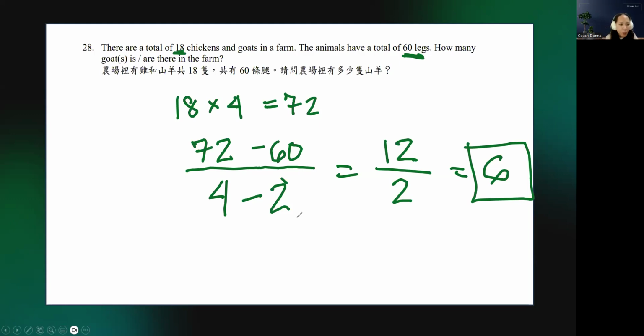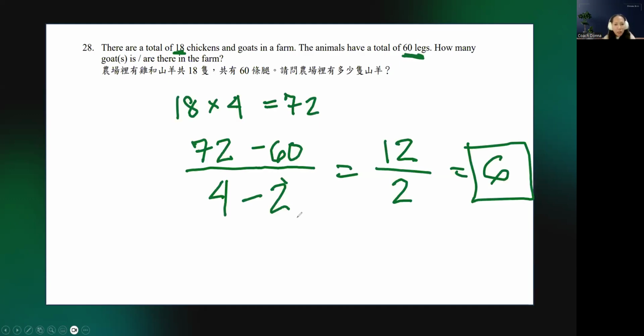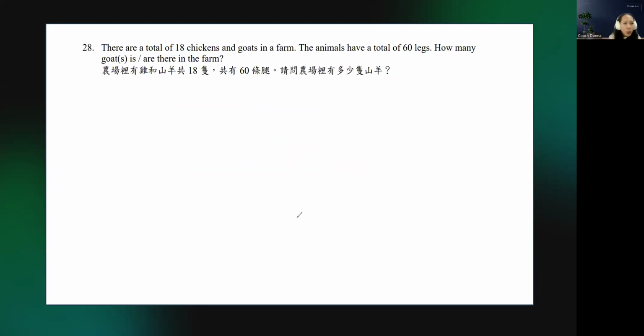Oh, this is the other way around. Let me correct this one. Sorry. We start with the number of legs. You have 60 legs in total. Just subtract it directly with 18 times 2. 18 times 2 is 36, so 60 minus 36.